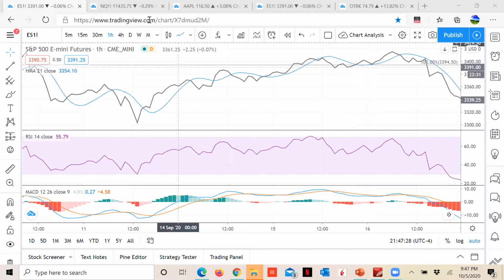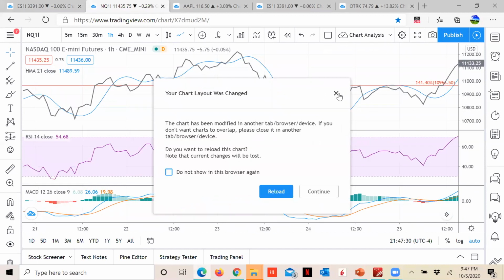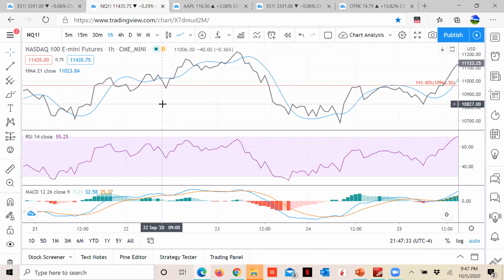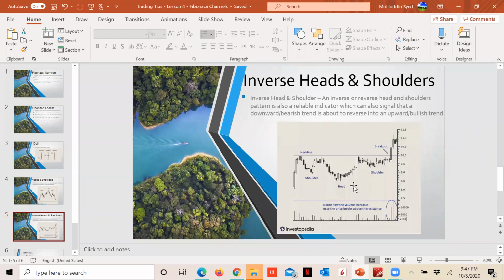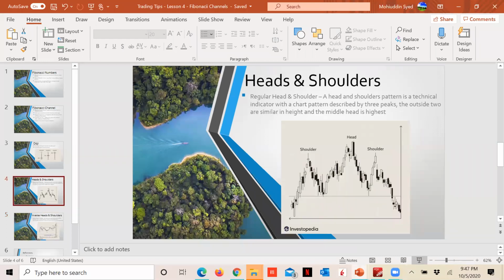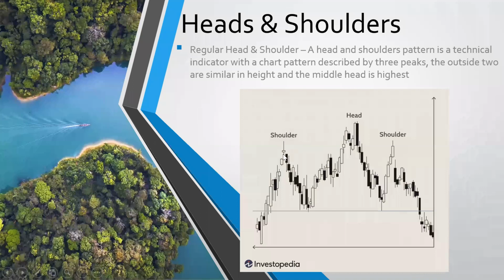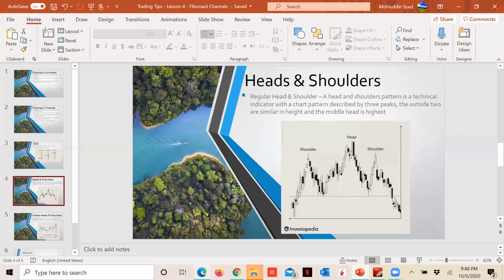Yeah, that's one. There is one that I picked up on Nasdaq for September 22nd. So inverse is this, right? It gives you a bullish upward trend. That's what we got. But if you go to the regular head and shoulder, it's a similar high, and the head is higher than the shoulders. That's a bearish trend, right?